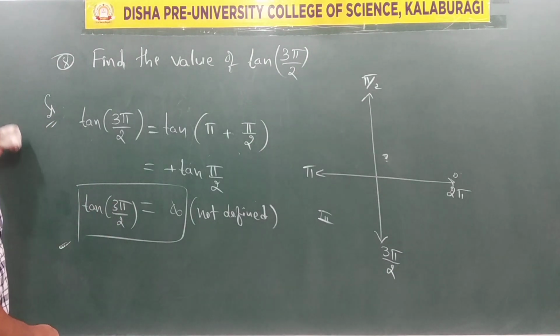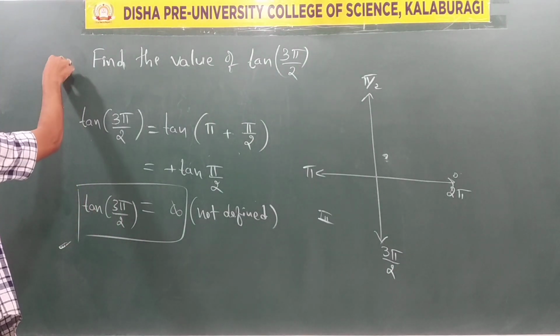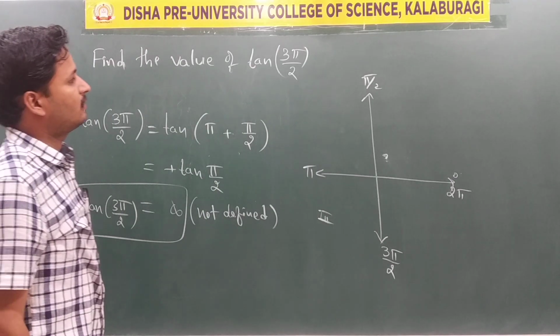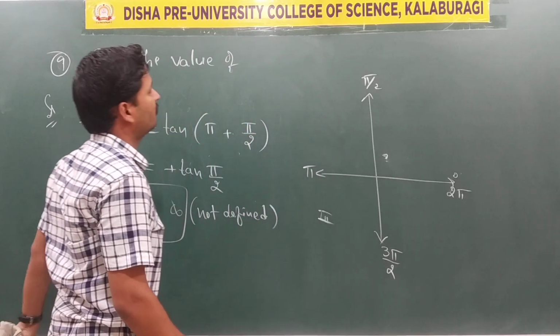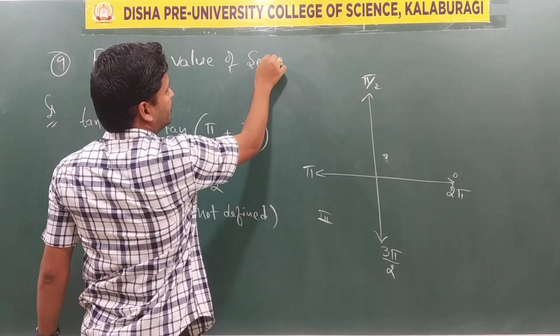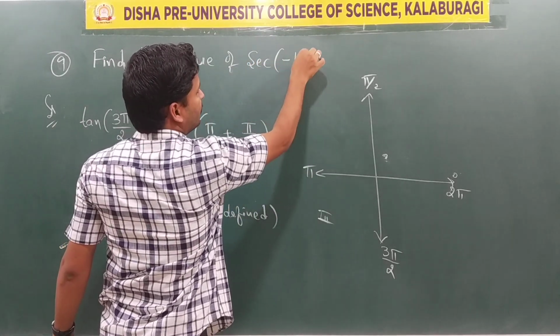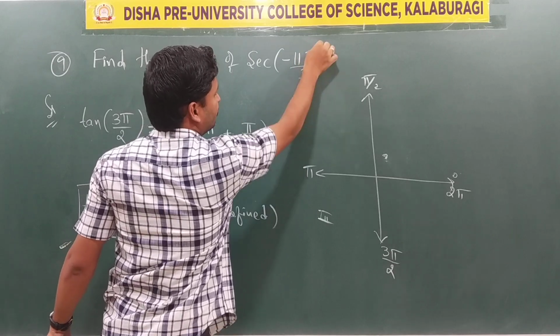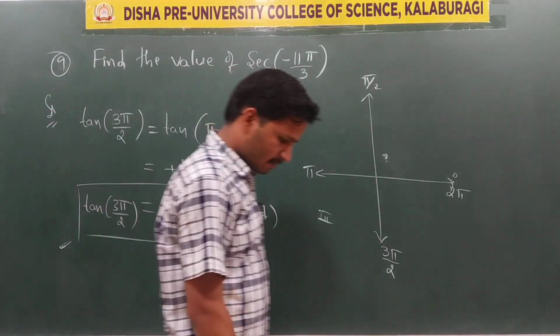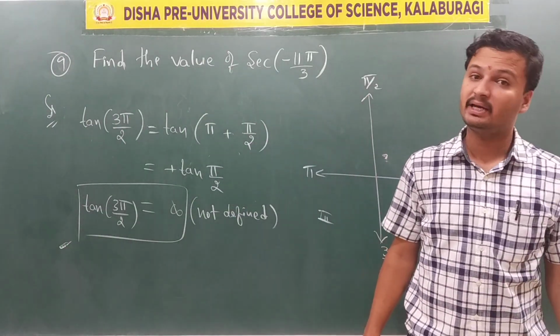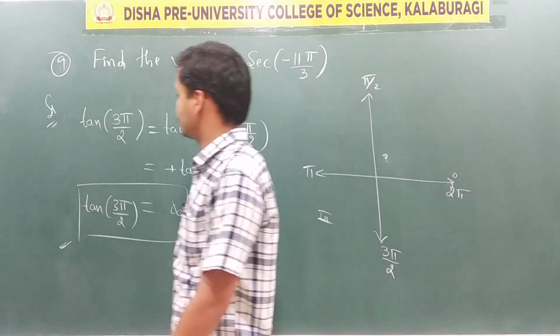Then the next problem, the 9th one. Find the value of secant minus 11 pi divided by 3. Find the value of secant minus 11 pi divided by 3.